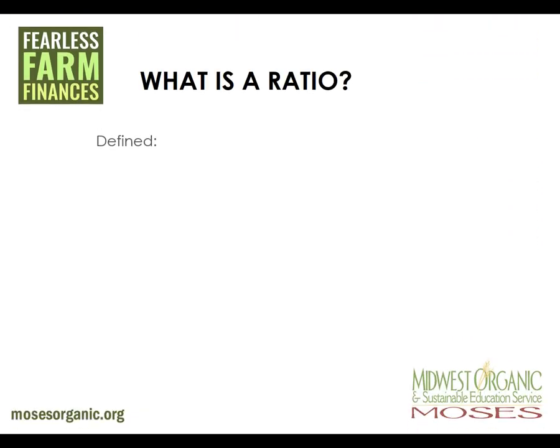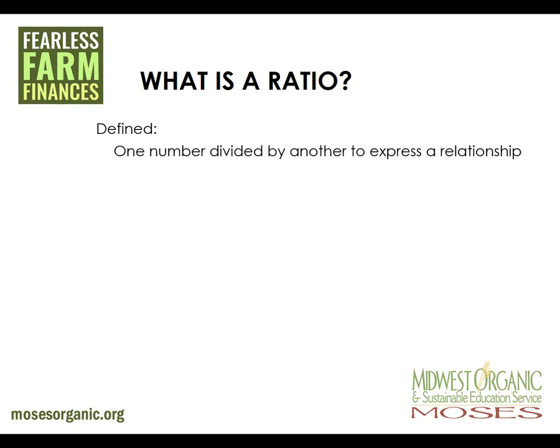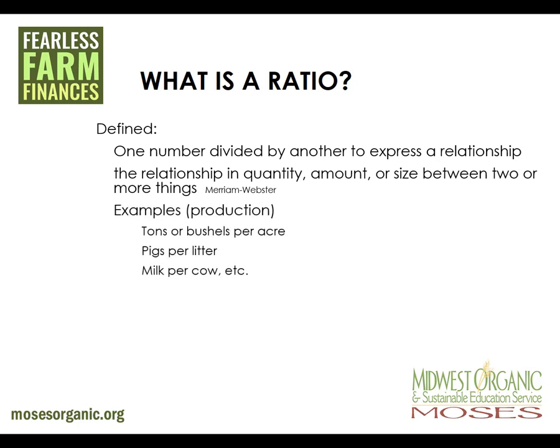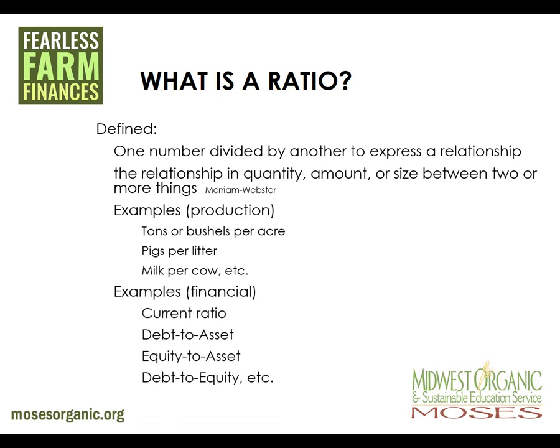So what is a ratio? Well, as defined, it's one number divided by another to express a relationship, and this relationship is in a quantity, amount, or size between two or more things. Examples in production agriculture would be tons or bushels per acre, pigs per litter, milk per cow, pounds per acre, pounds per square foot, etc. From a financial standpoint, our ratios would be like our current ratio, our debt to asset, our equity to asset, and debt to equity ratios.